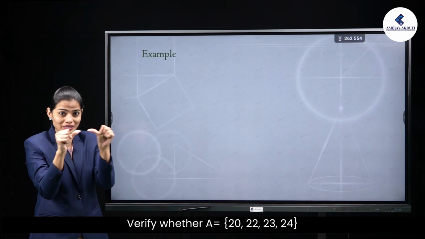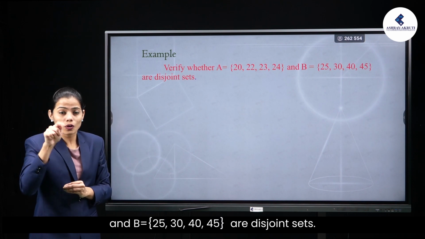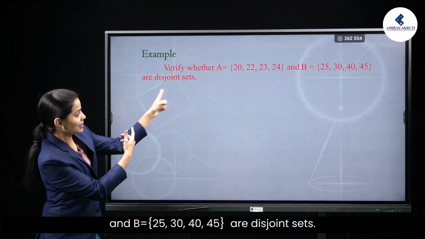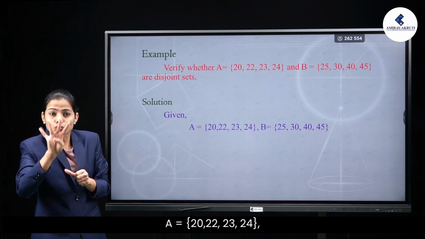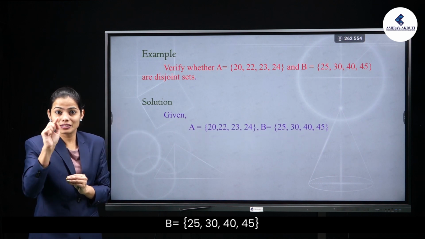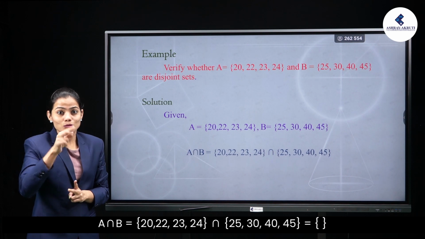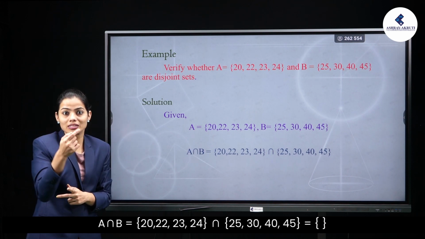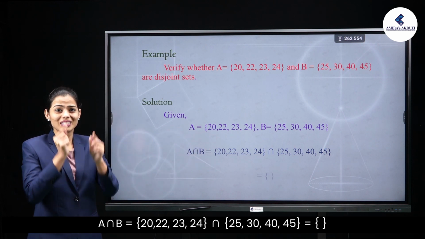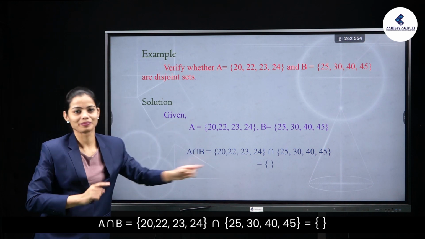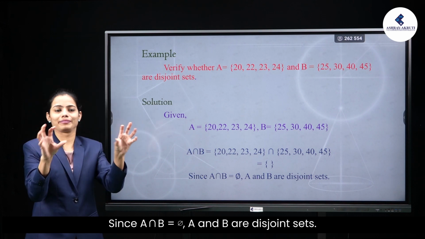Example: verify whether A = {20, 22, 23, 24} and B = {25, 30, 40, 45} are disjoint sets. Solution: A = {20, 22, 23, 24}, B = {25, 30, 40, 45}. A ∩ B = {20, 22, 23, 24} ∩ {25, 30, 40, 45} = null set. Since A ∩ B = empty set, A and B are disjoint sets.